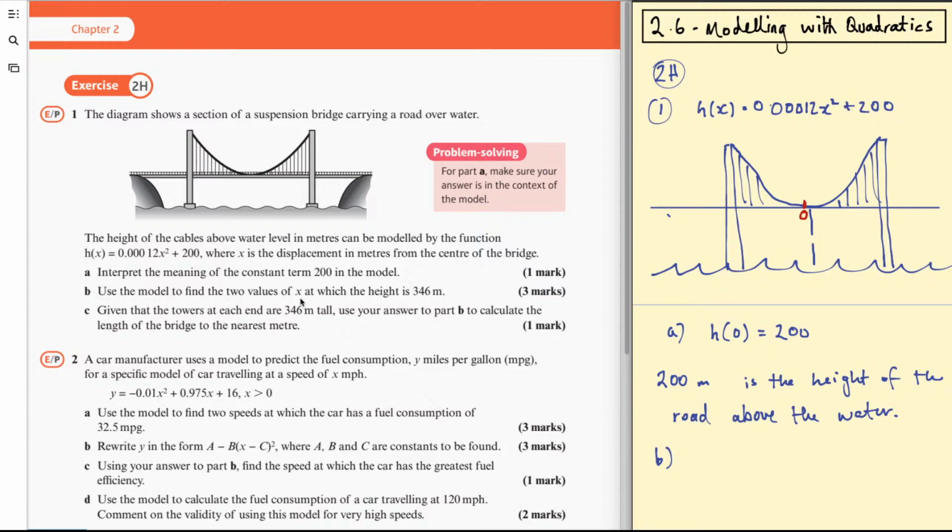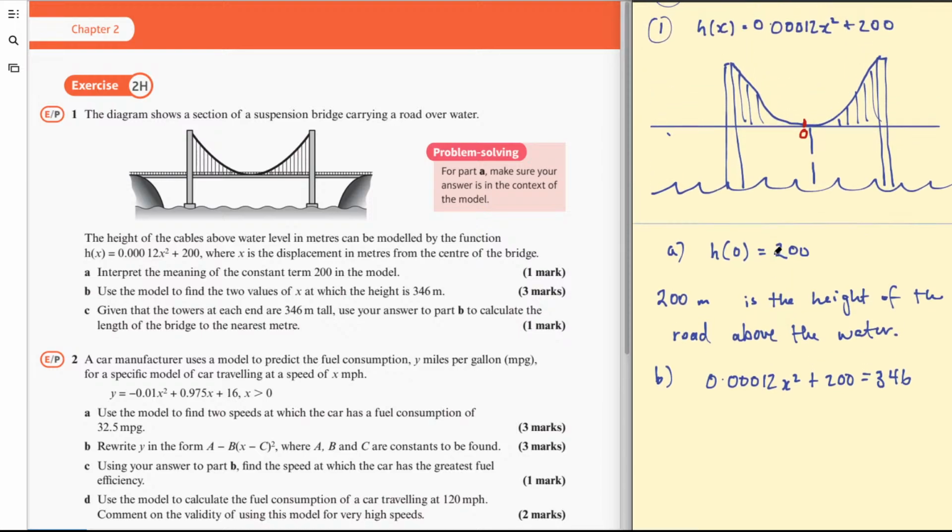Use the model to find the two values of X at which the height is 346 meters. Okay, so remember H is the height. So what we're going to do here is let this model equal 346. So the height is 346, so let this equal 346, and that will give you a value for X. And then you have to solve this.